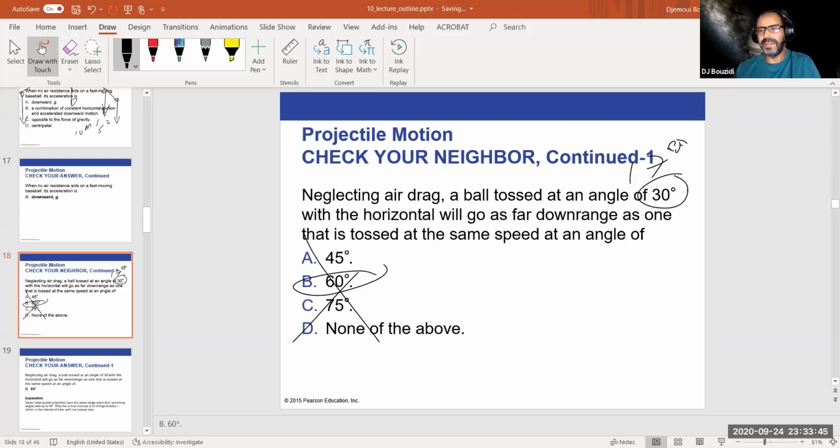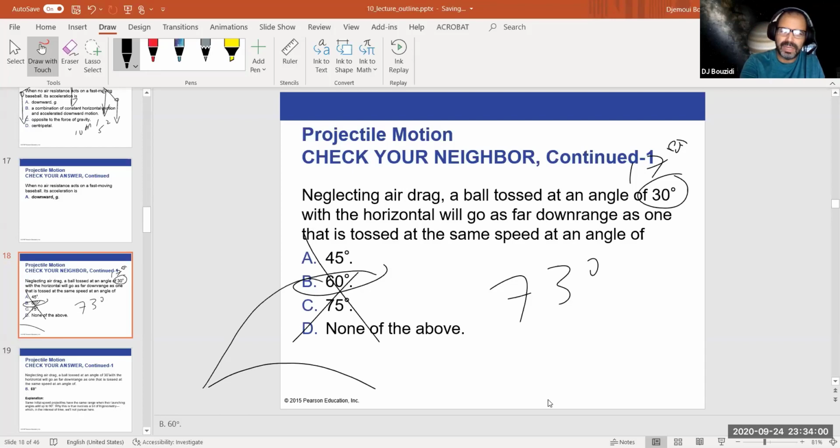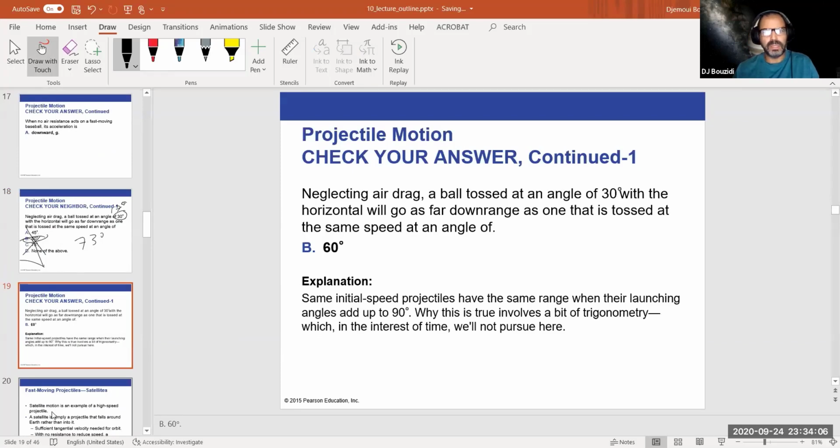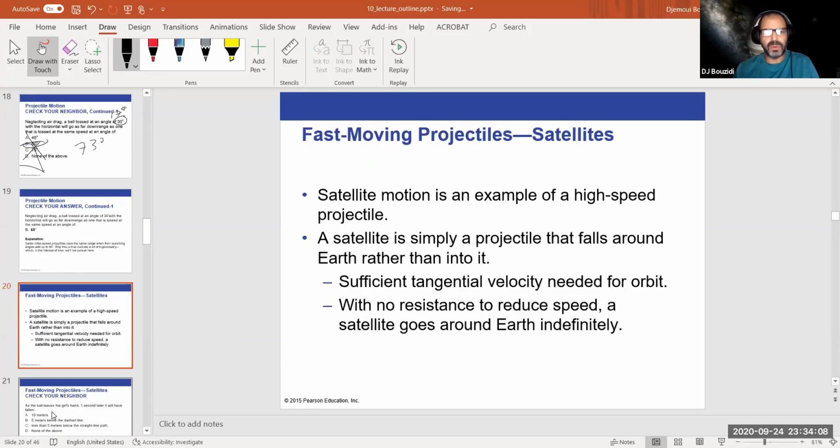Somebody wrote the answer already? 73, that's correct. I need to find the angle so that when I add it to this one, they give me 90 degrees. So if I send it at 17 degrees, which is like this, I have to send it like this, at 73 degrees, to end up with the same range. This is not the question of the day, though. I still have some other questions coming.